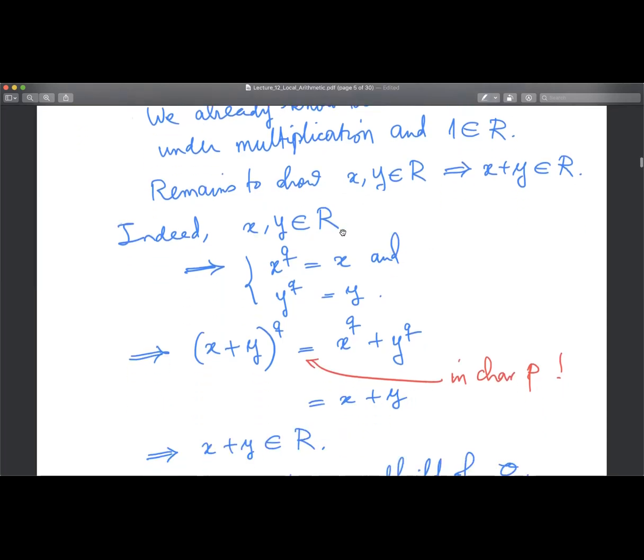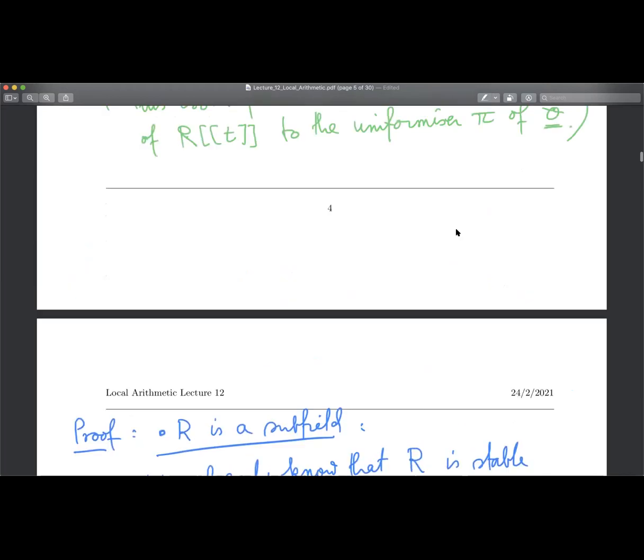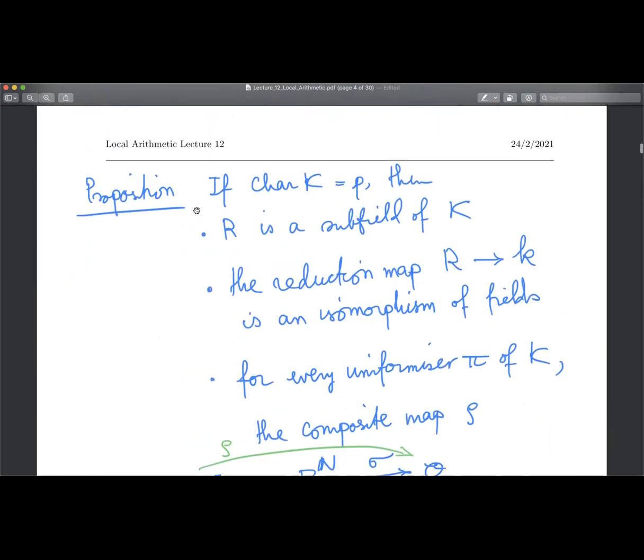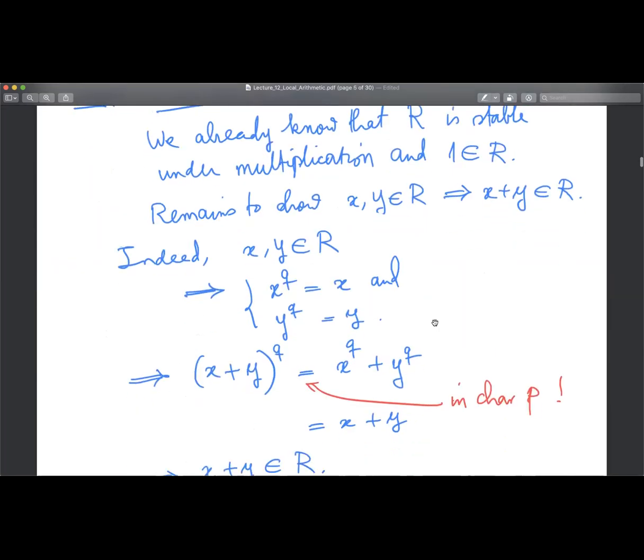Okay, so if x and y are in R, then x to the q is equal to x, because R is the set of roots of the polynomial t to the q minus t. So x to the q is equal to x and y to the q is equal to y. What is (x plus y) to the q? q is a power of p, and we are in characteristic p. That's the hypothesis: the characteristic of k is equal to p. So we are in characteristic p.